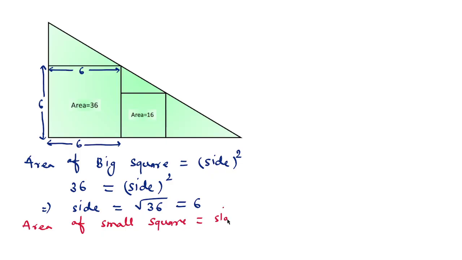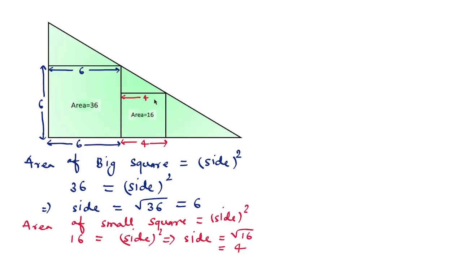In the same way, the area of this small square is equal to side square. That means the area is 16, so 16 is equal to side square. So this means the side will be the square root of 16, that is 4 unit. So this length will also be 4 unit, this length will also be 4 unit, and this length will also be 4 unit.